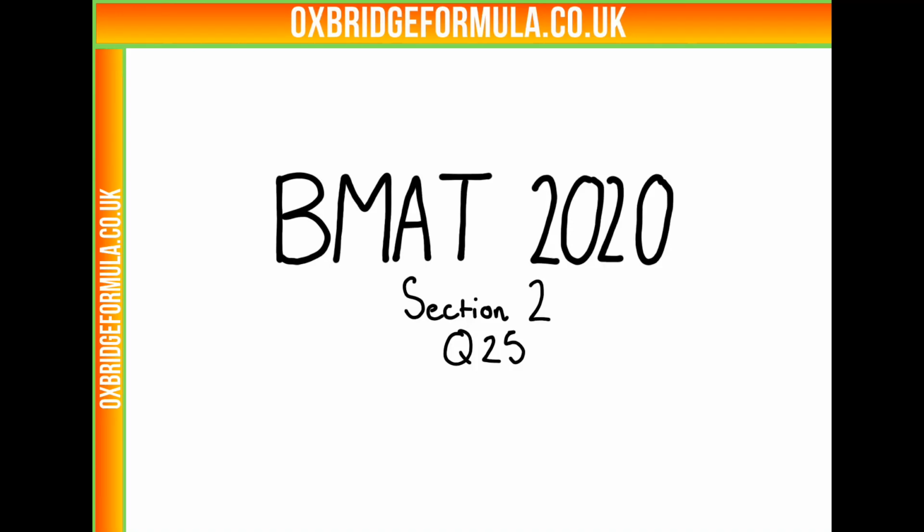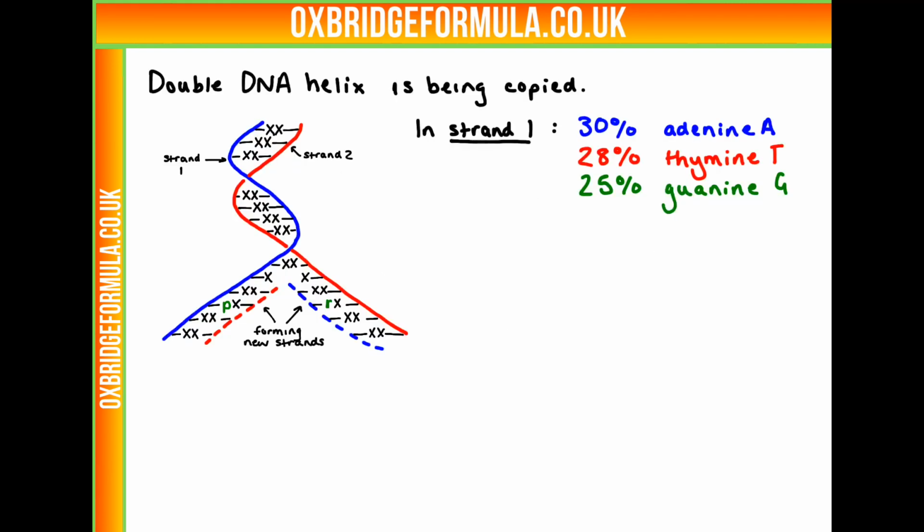In this video, we're looking at BMAT 2020, Section 2, Question 25. So here we've got a diagram of a double-stranded DNA section being copied. So we've got strand 1 in this blue, strand 2 here, and then the new strands being formed at the bottom here. So in strand 1, we know that 30% is adenine, 28% is thymine, and 25% is guanine. And we've got three statements, and we need to find out if they're correct.